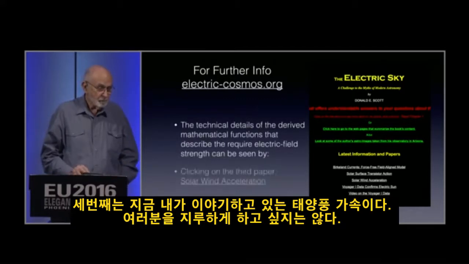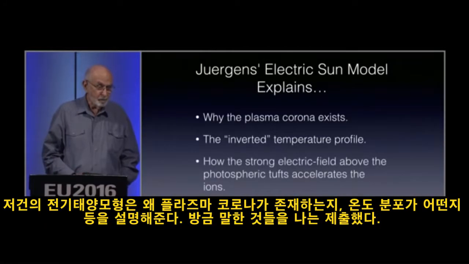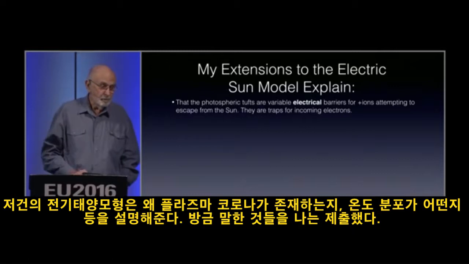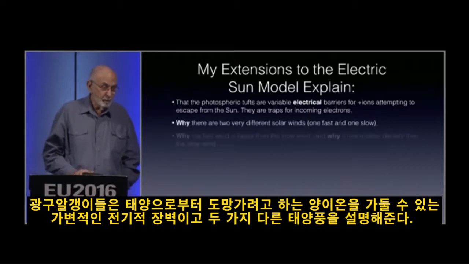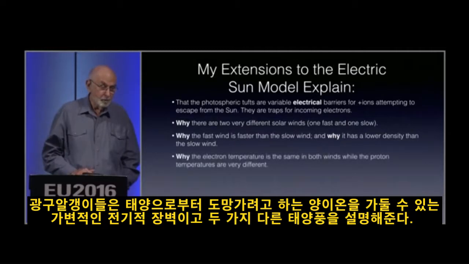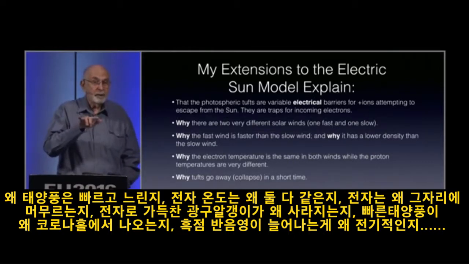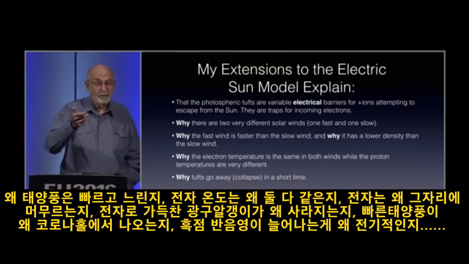So anyway, I won't bore you further. Jurgen's electric sun model explains why the plasma corona exists and explains the temperature profile. And I submit that, as I've just told you, the photospheric tufts are variable electrical barriers for positive ions attempting to escape from the sun. It explains why there are two very different solar winds, one fast and one slow. Why the fast wind is faster and the slow wind is slower. Why the electron temperature is the same in both, because the electrons don't go through that process. They're just there. And besides, on average, they're coming in.